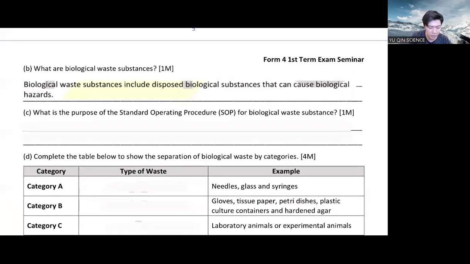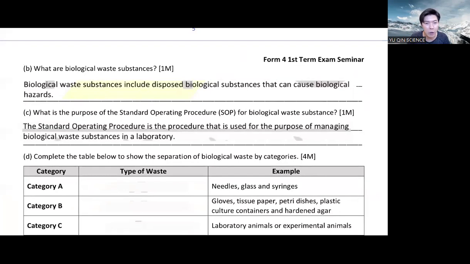This one is a definition, so you can copy straight away. The next one is the SOP of biological waste, which is the standard operating procedure for managing the waste, which is the steps to categorize it into A, B, C, D, and then what you do about it. That's called SOP. These two definitions are from your textbook, you have to memorize them. But not a lot, don't stress about it. It's just going to be 1 mark or 2 marks for the whole entire paper. Sometimes it's not worth it if you memorize so many.